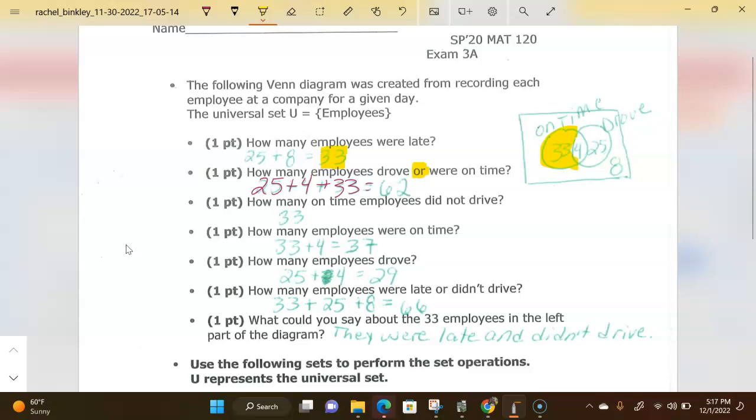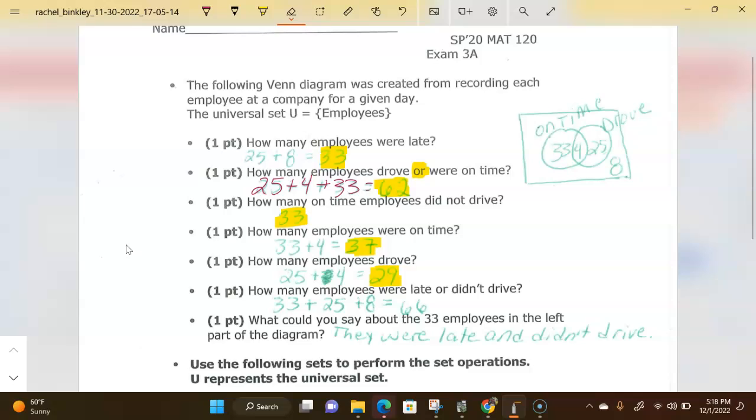Okay. How many employees were on time? That's going to be the rest of that circle. So the 33 plus the 4 because they are all inside of the on-time circle. That makes 37. How many employees drove? So that's just going to be all of the employees in the drive circle. 25 plus 4, going to be 29.